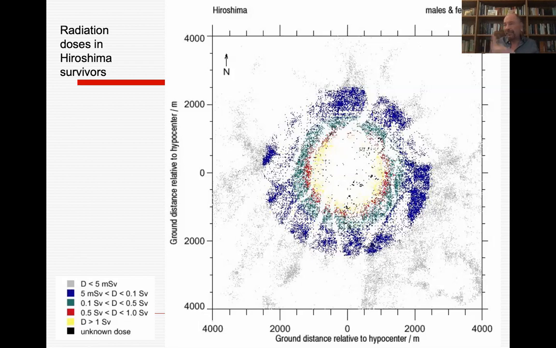So we have seen in the physics that the intensity goes down exponentially. So if you go away from the center, you see that the yellow is more than 1 sievert, the red is 0.5 sievert, and so on, until this gray region here is less than 5 millisievert. So this is a sort of internal control, if you want. These are people that received very, very low dose at the explosion. So every one of these dots is one survivor.